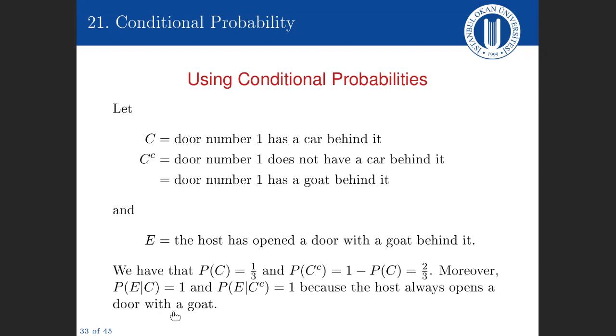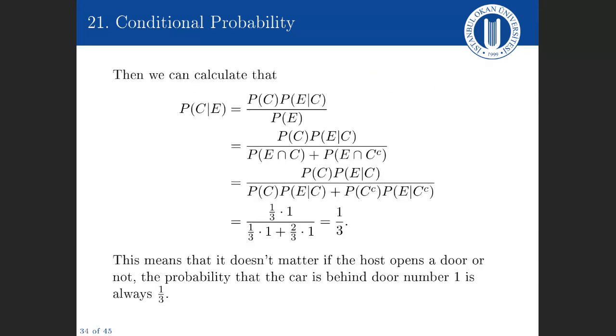We also know that if there's a car behind door number one, the host will open either door two or door number three and show us a goat. So the probability of E given C is 1. He always opens a door with a goat. If there is a goat behind door number one, the car's behind door number two or door number three, the host opens the other door and he shows us a goat. The probability that he shows us a goat given C complement is also 1. And then we can put these numbers into our formula.